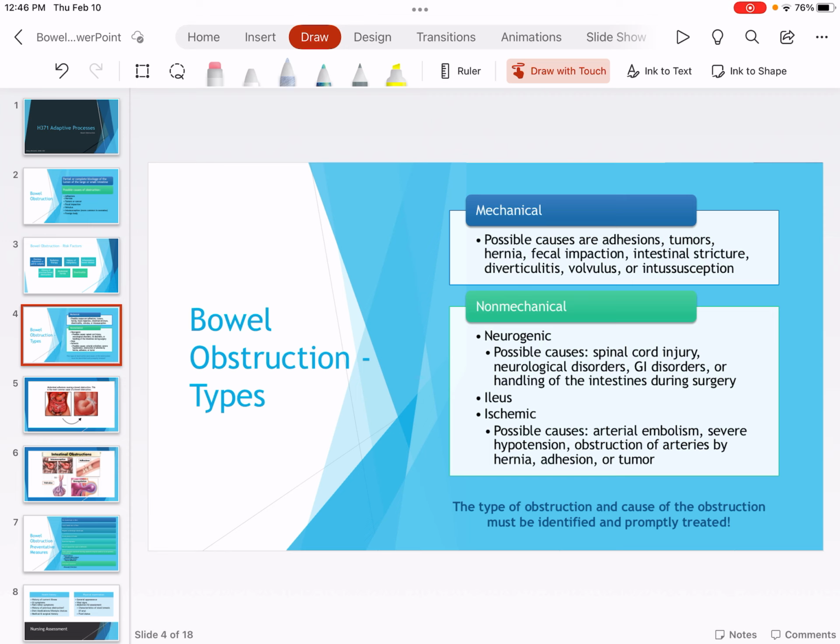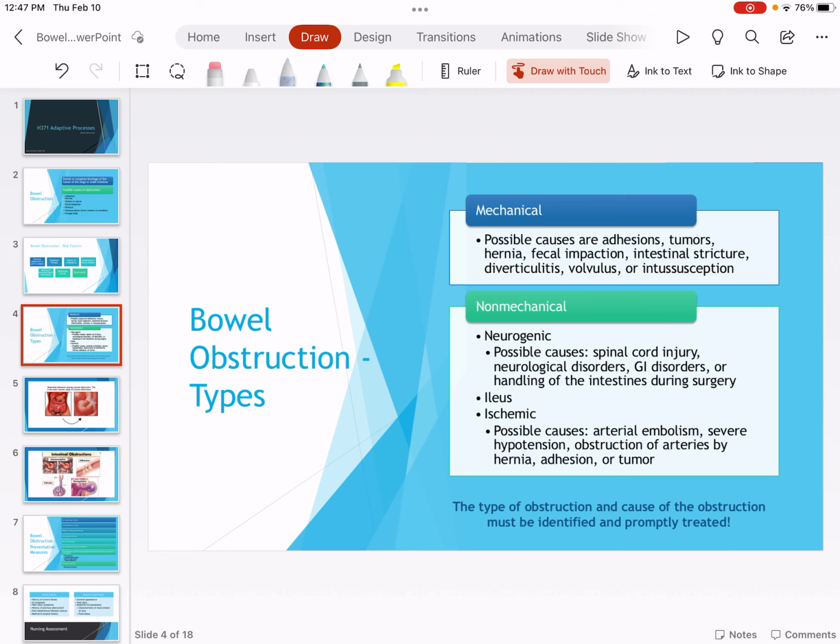The possible causes are listed there: spinal cord surgery, neurological disorders, GI disorders, and also handling of the intestines during some type of abdominal surgery. It's important to remember that. If you have a client who had a major abdominal surgery, they could have a period of time where their intestines essentially aren't moving or working, because of that handling of their intestines, due to the neurogenic obstruction. And then an ileus is the temporary absence of the normal contractile movements of the intestines.